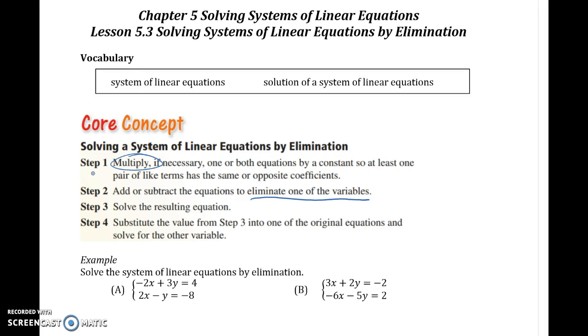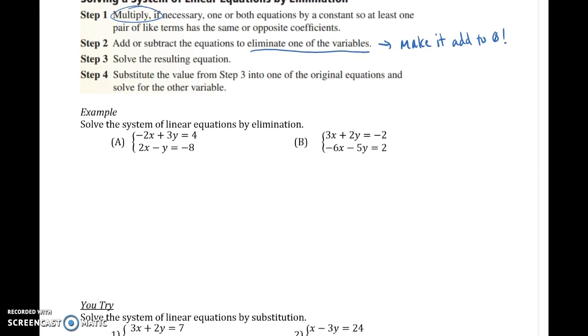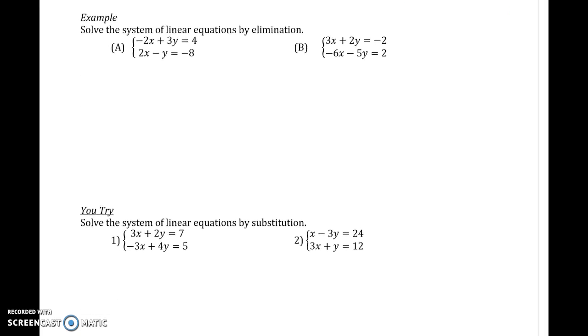So how do we eliminate one of the variables? We're going to eliminate by basically making them add up to 0. Right? And that's what we mean by canceling out, like an inverse. So if we take a look at the first example, let me show you what I mean by that elimination.